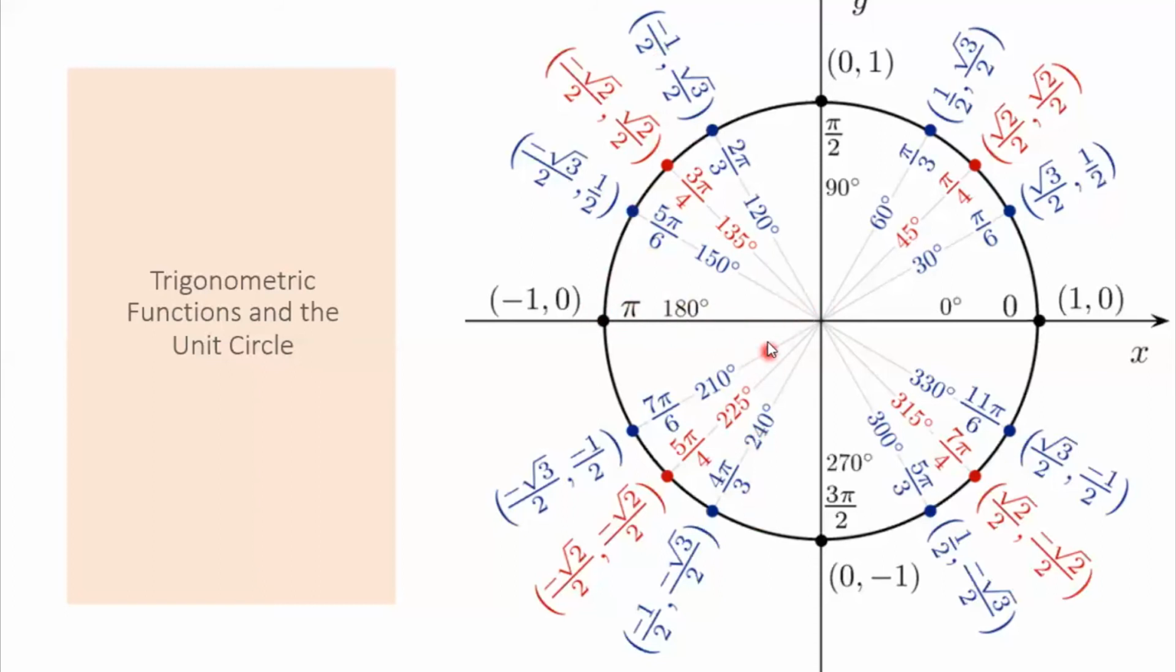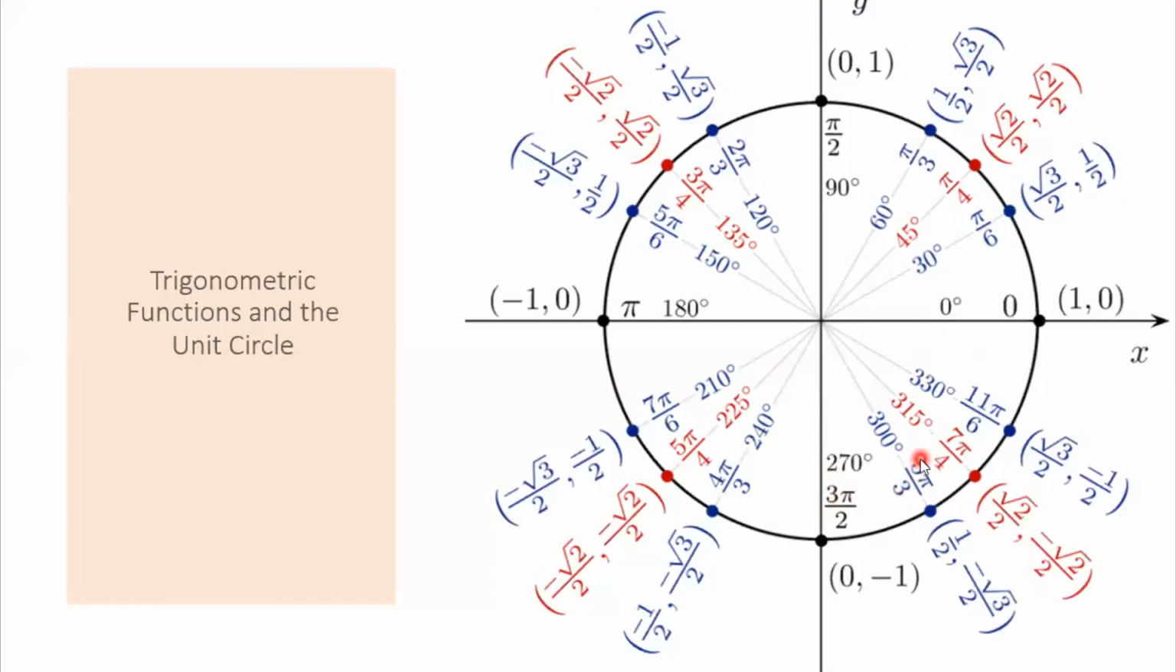How about in the third quadrant? X and y are both negative. In the fourth quadrant, the x values are positive, but the y values are negative.